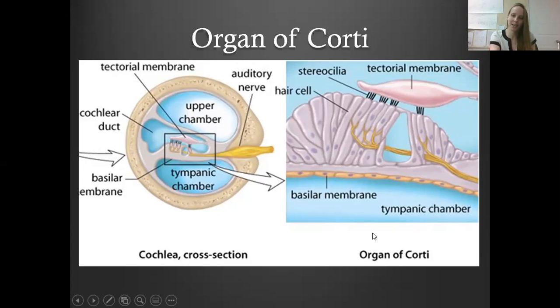So what happens is the sound wave is going to come in, it's going to push upwards against this basilar membrane, which pushes these hair cells upwards. Their stereocilia get bent against the tectorial membrane, and the bending of those stereocilia stimulates the hair cells to depolarize and send out their impulse.